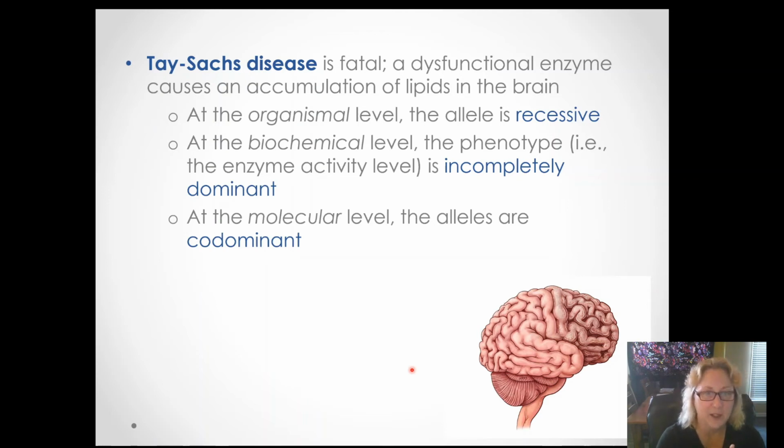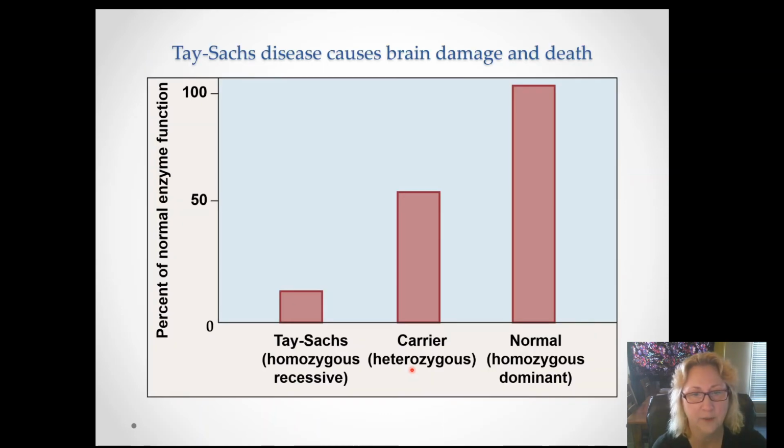At the molecular level, it looks like it's codominant because in fact both alleles are transcribed as genes. So we'll talk more about what codominant is later.